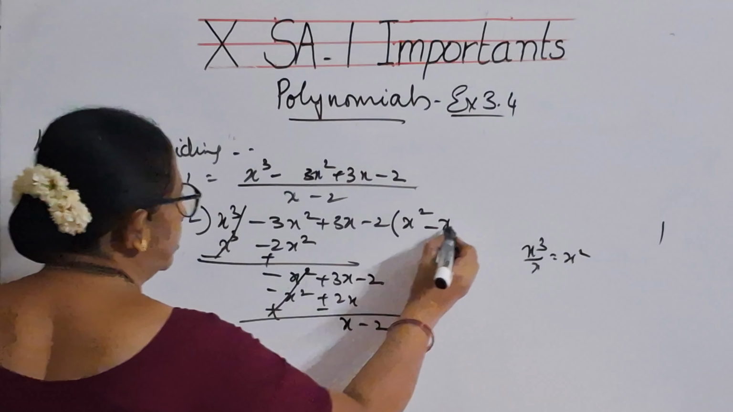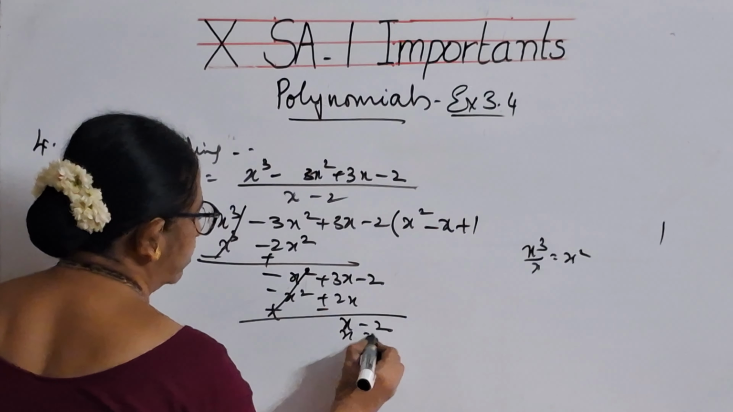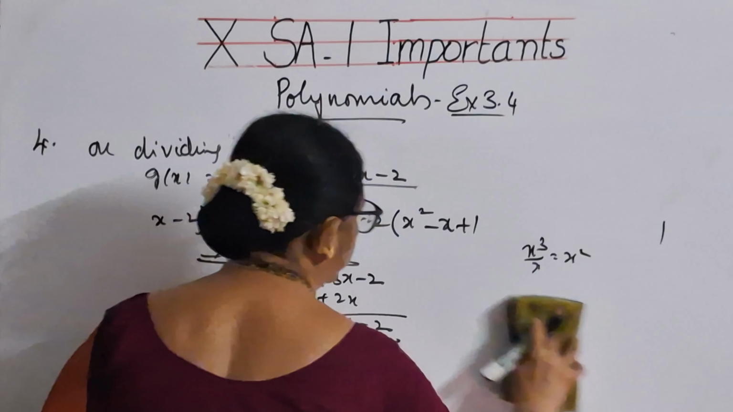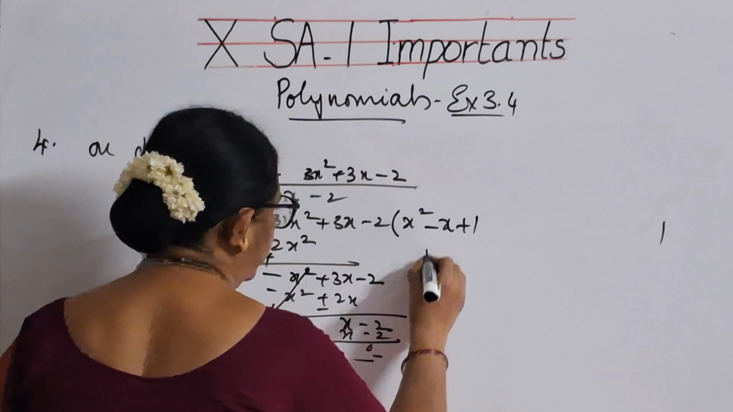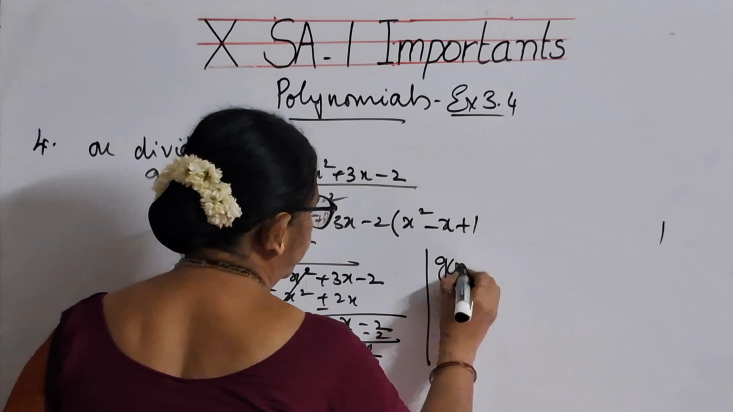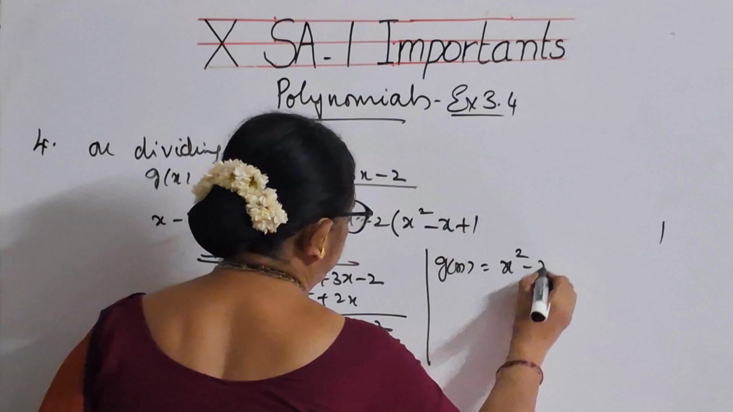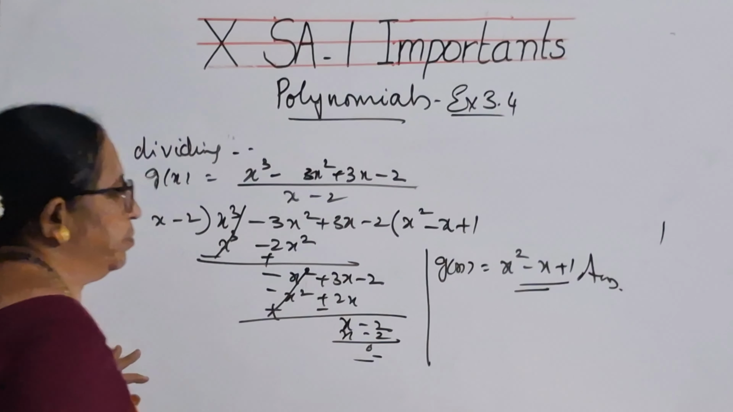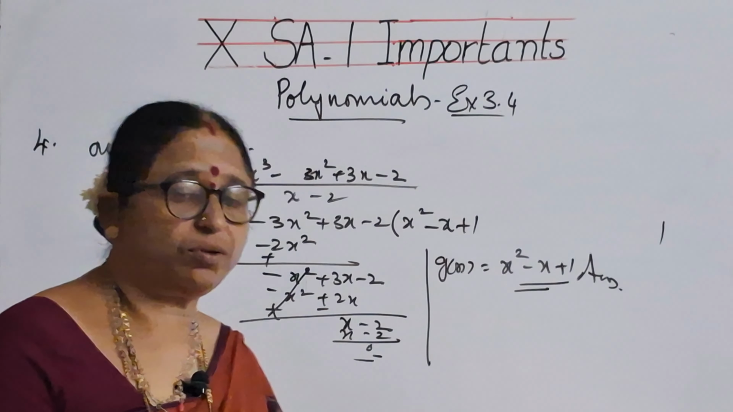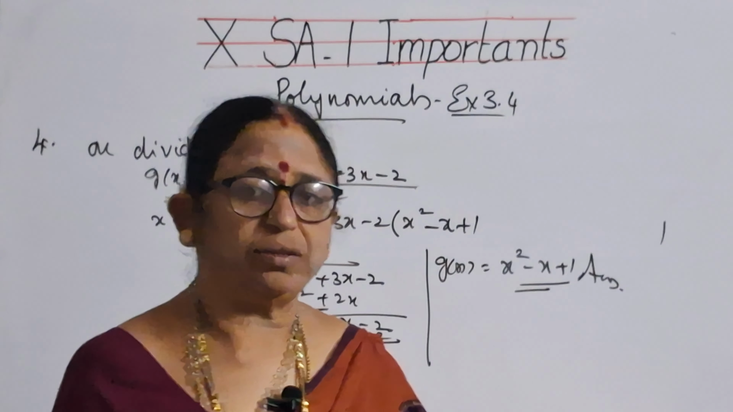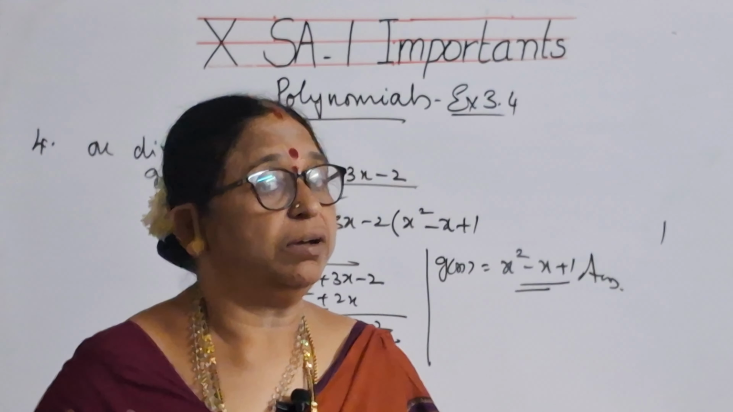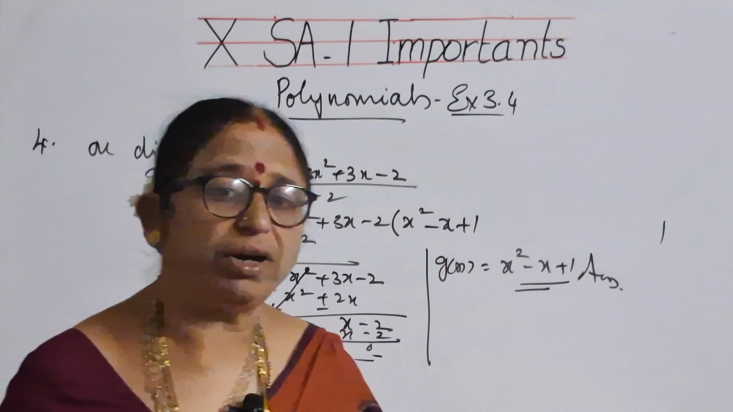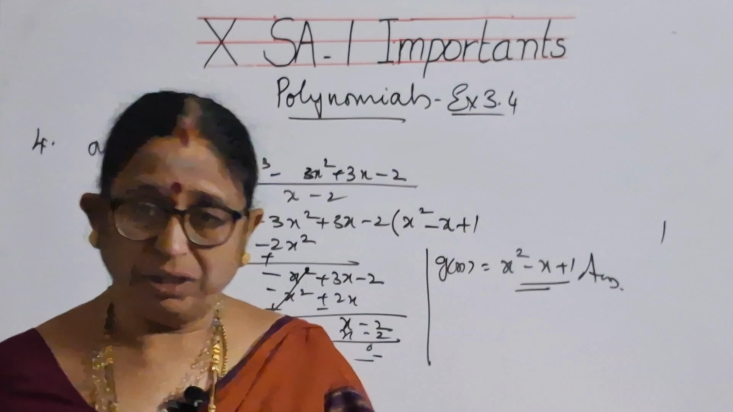X minus 2 means plus 1, if you take x minus 2 you will be getting. So what is g of x in the problem, children? They have asked g of x. So g of x is equal to x square minus x plus 1. This is your answer. In this problem they have given p of x, q of x and r of x, and you need to find g of x. For that we have used the division rule.